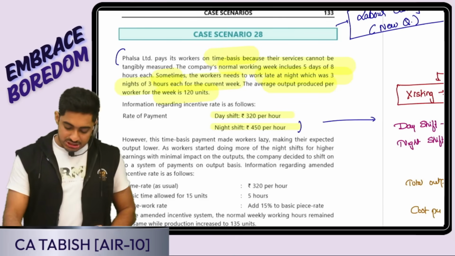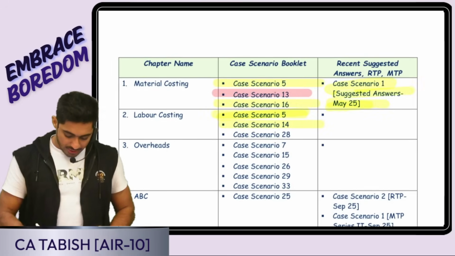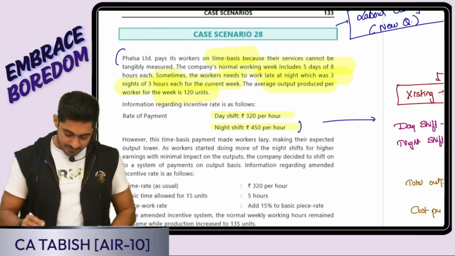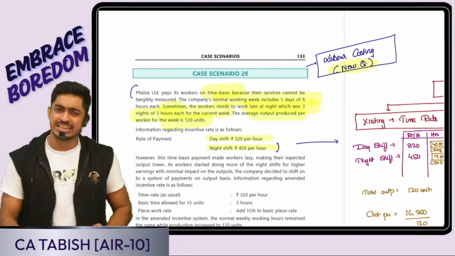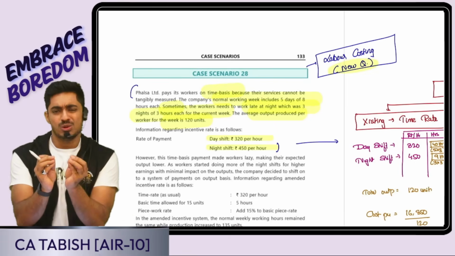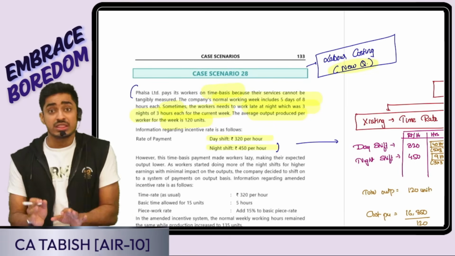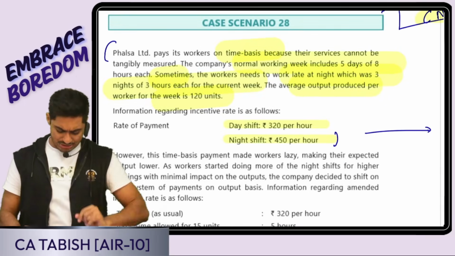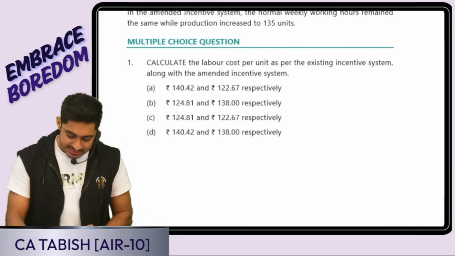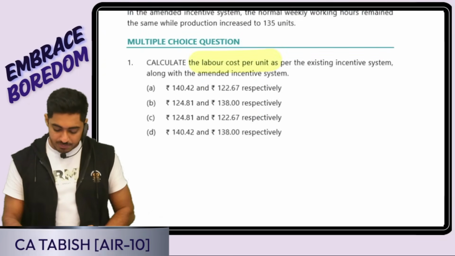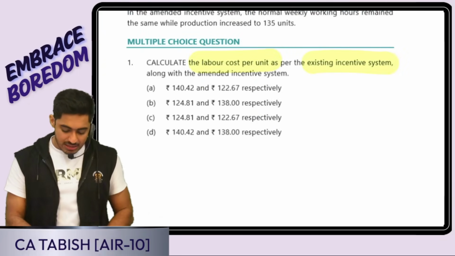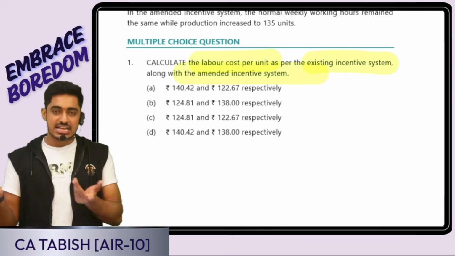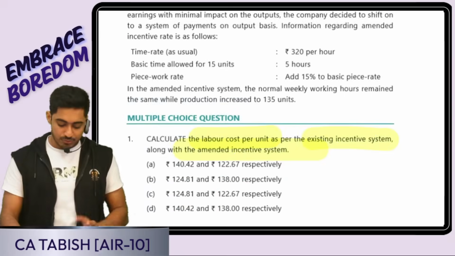Yes everyone, the next question we are having is case scenario number 28. Beautiful question. So let us have a look at the question. It is a slightly new question but very much logical. This kind of question was not there in the recent study material or recent past exams, but still a basic question. What are they asking? First, calculate the labor cost per unit as per the existing incentive scheme along with the amended one. Existing as well as new I'll have to calculate.